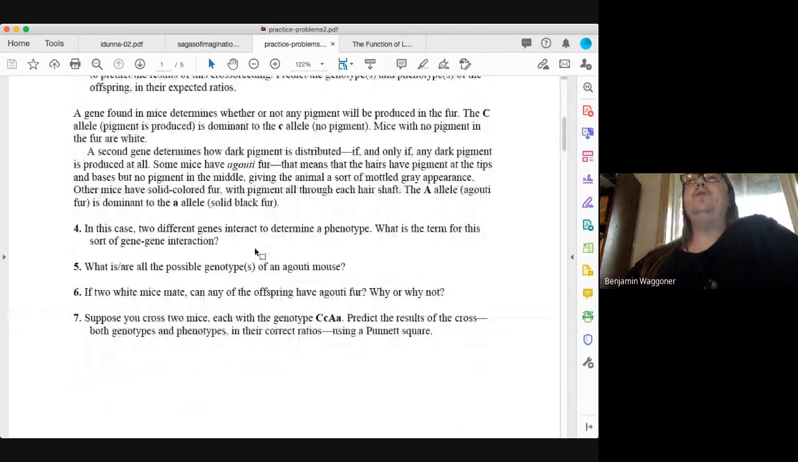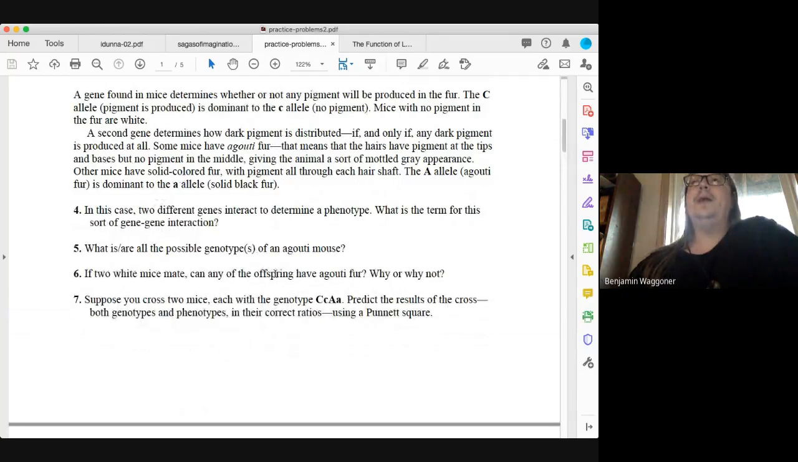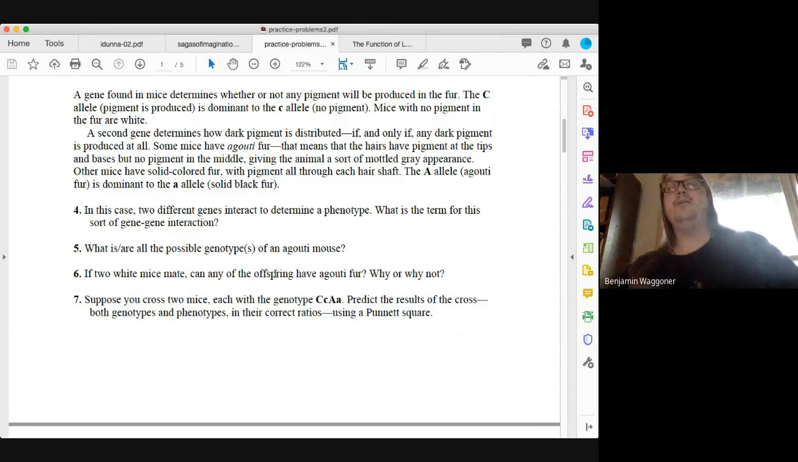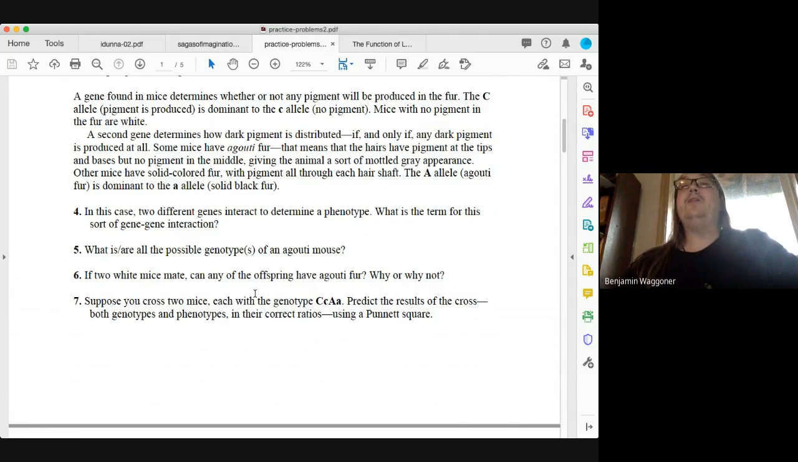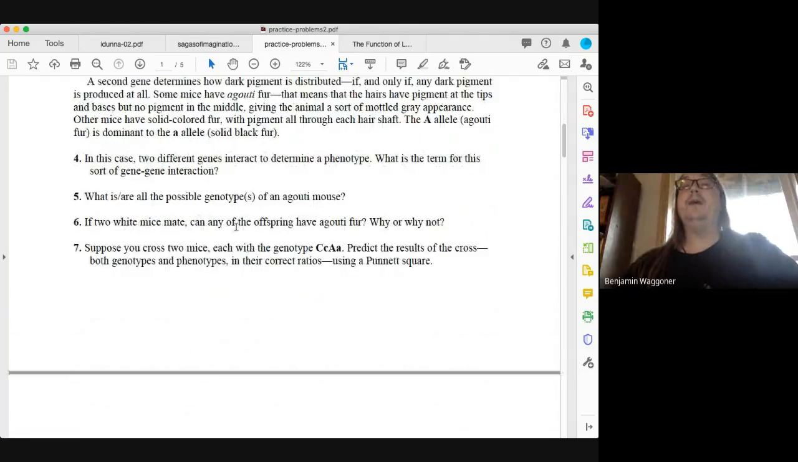So we have two genes that we have to take into account, one of which determines whether we have pigment at all, the other of which determines whether the pigment is all through each hair or only at the tips and the bases of each hair. So when two different genes interact to determine a phenotype, we call this sort of thing epistasis. That's just a word you need to know. And we have the question, what are all the possible genotypes of an agouti mouse?